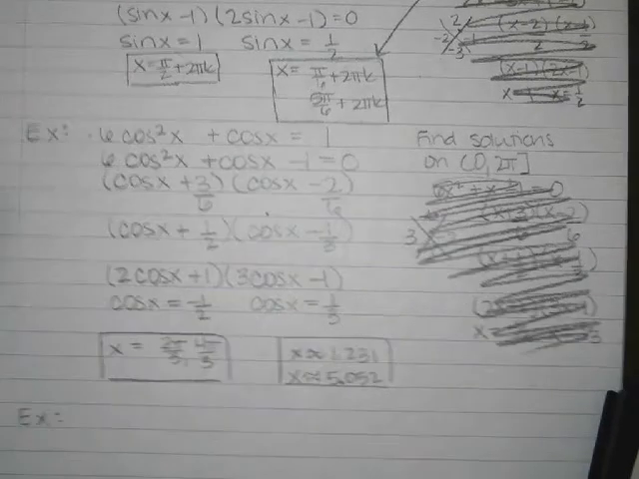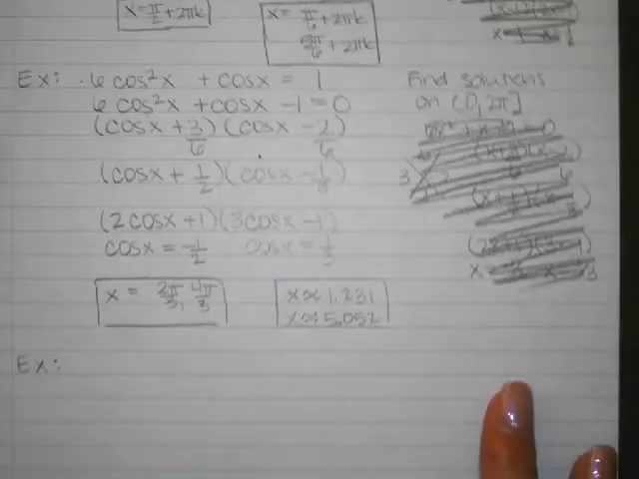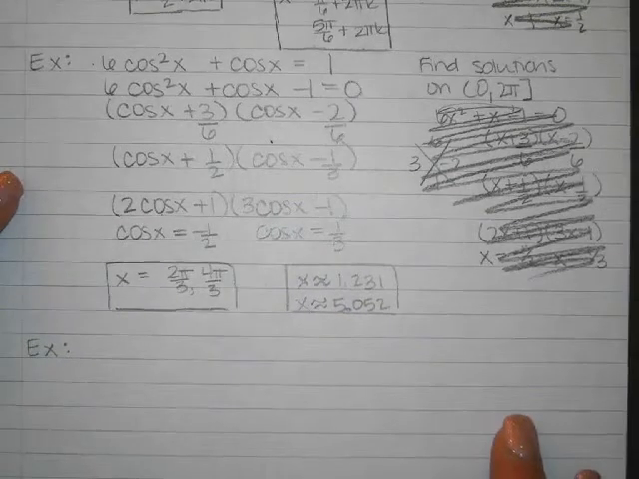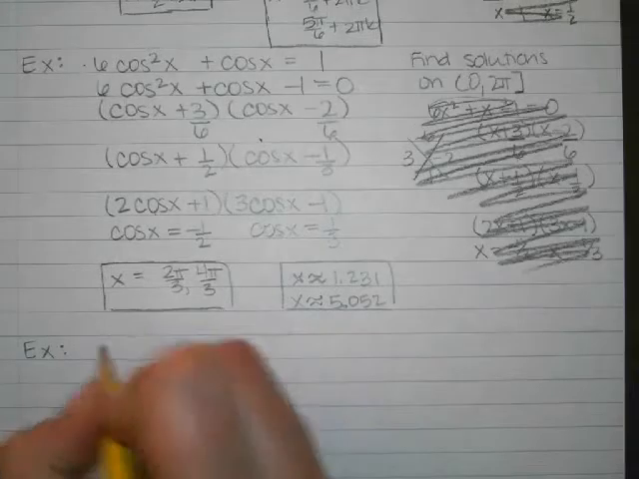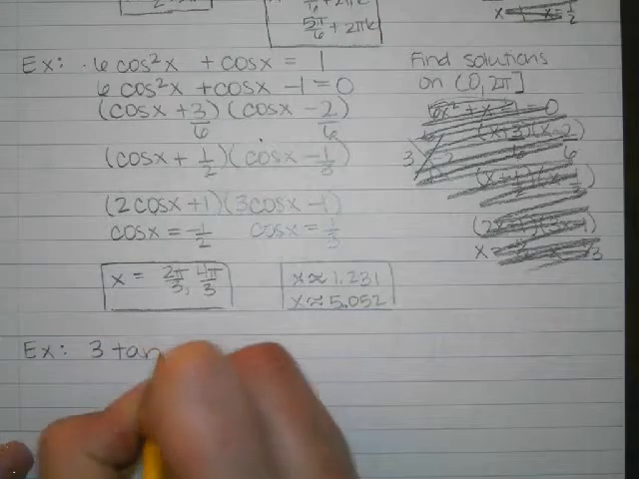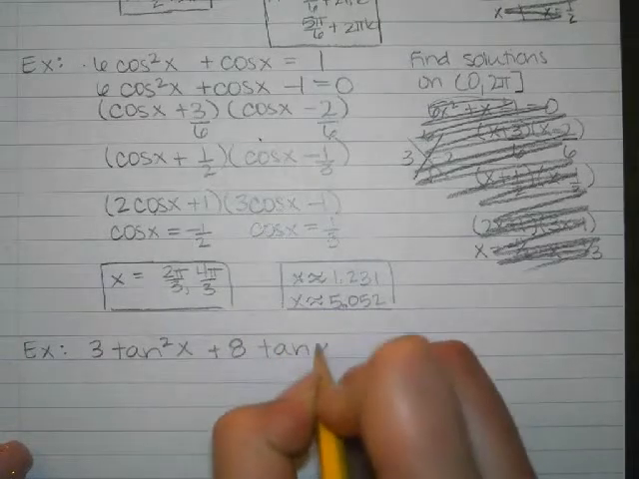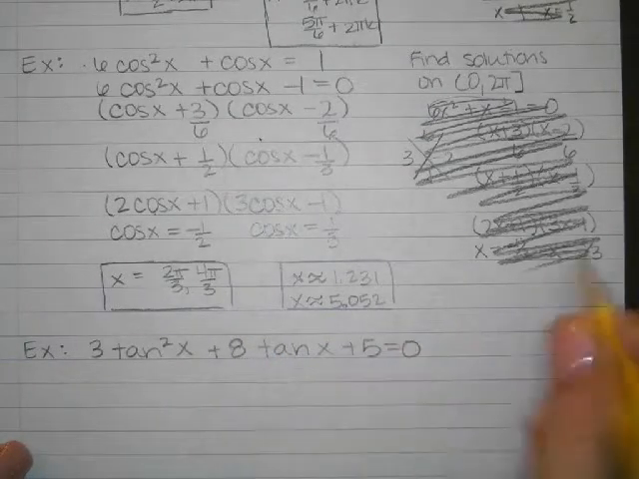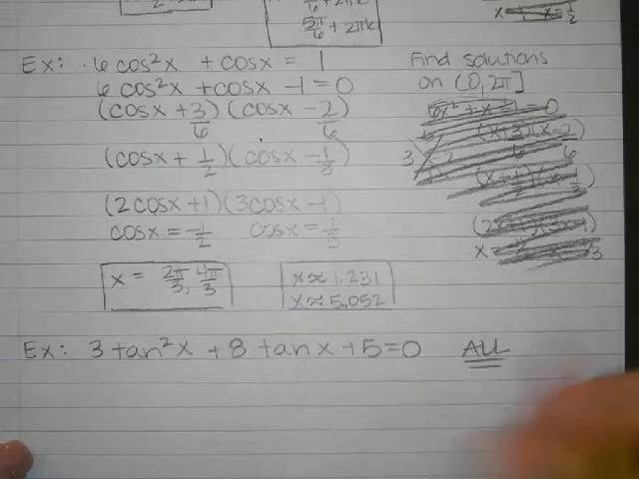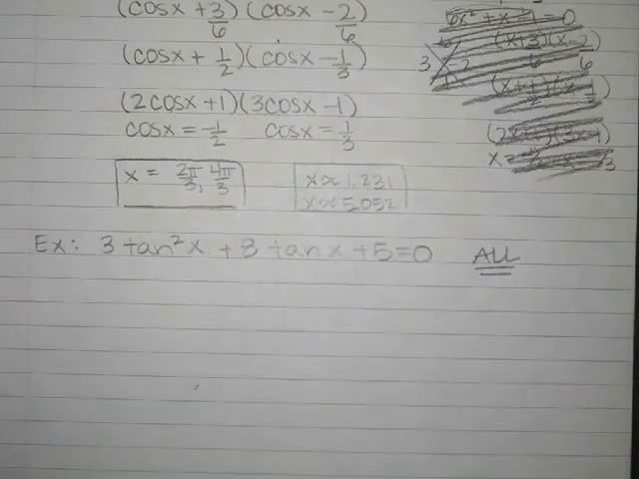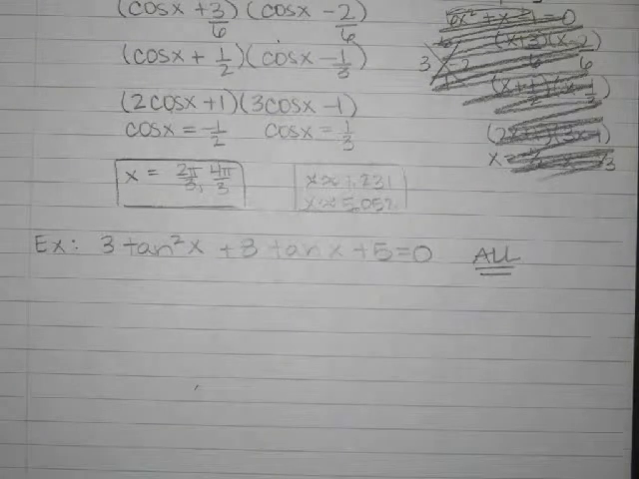All right, do you guys want to look for all solutions on this one, or do we want to look from 0 to 2 pi? All. Okay, so this one we're going to do 3 tan squared x plus 8 tan x plus 5. And on this one, we're going to look for all solutions. Do you guys want to keep doing the work on the side of the page that we scribble out, or do you want to just do this one with tan? Just do it the way it is?